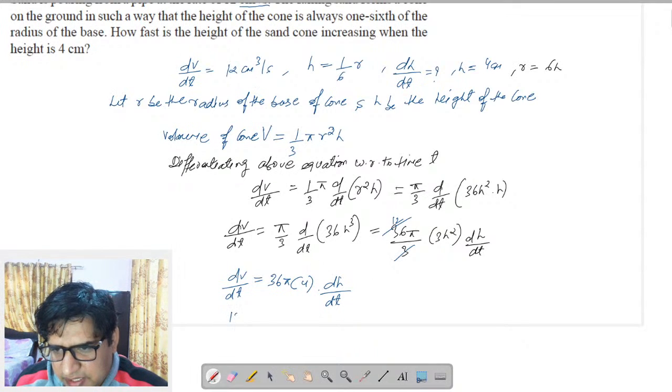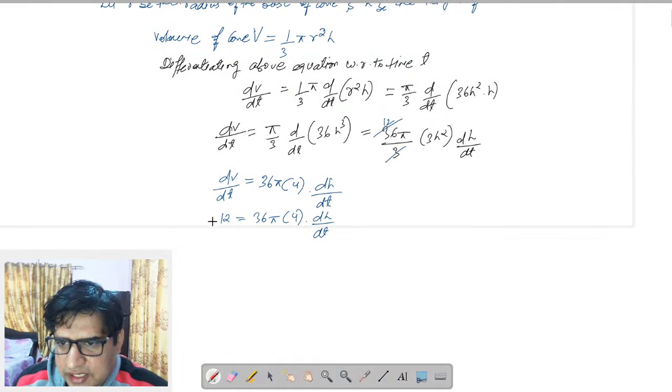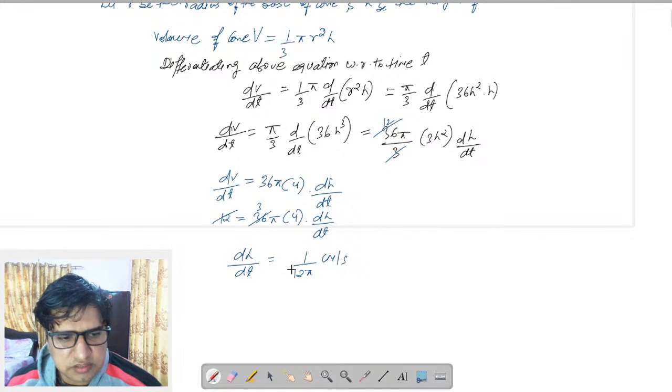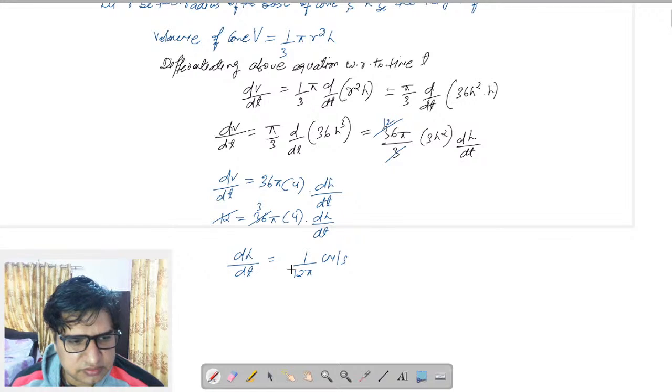So we'll simply write that 12 is equal to 36π into 4 into dh by dt, ठीक है, और that will get cancel out, and 3 into 4 is 12, so dh by dt is equal to 1/12π centimeter per second, ठीक है। So this is how we can calculate this.